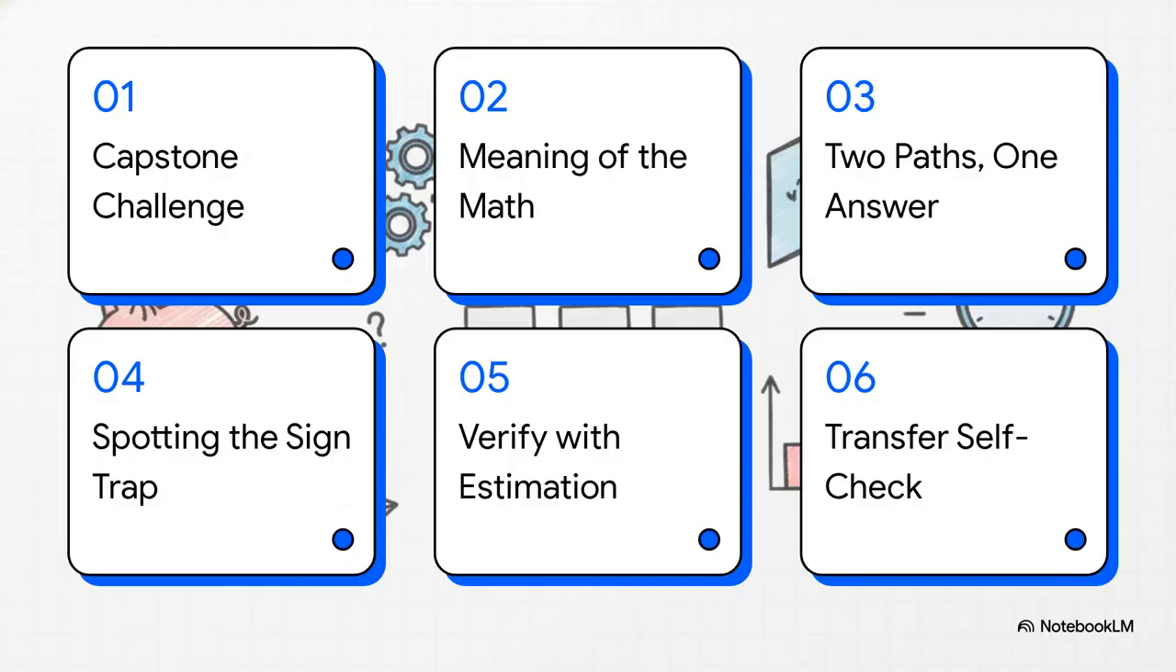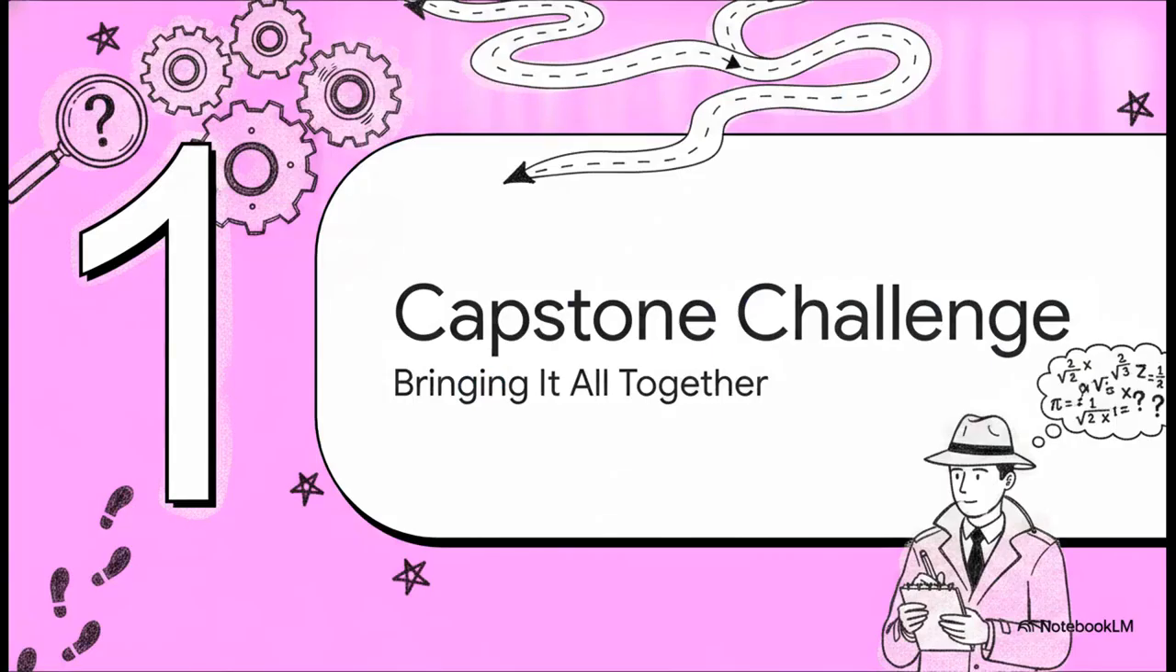Here is our roadmap for today. We'll start with the capstone challenge, then look at the meaning behind the math, explore two paths, one answer, learn about spotting the sign trap, verify with estimation, and finish up with a final transfer self-check. Let's get to it. Section 1. The Capstone Challenge, bringing it all together.